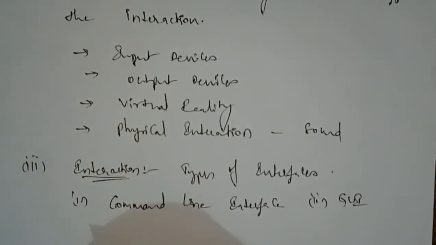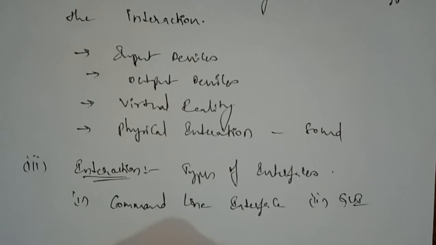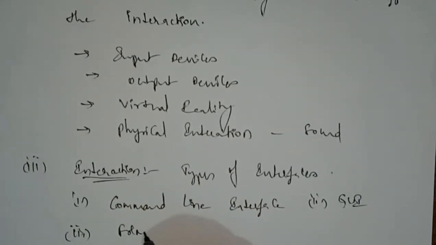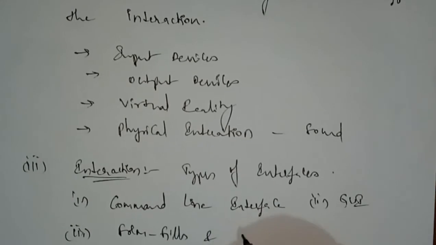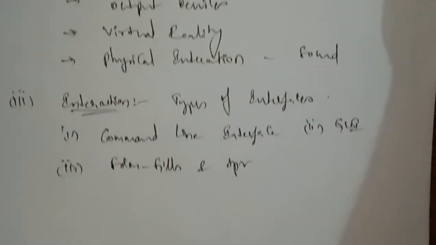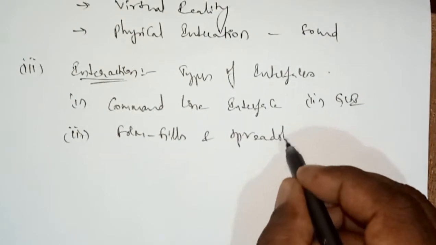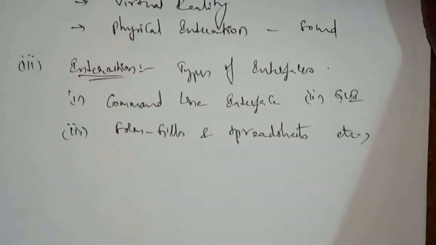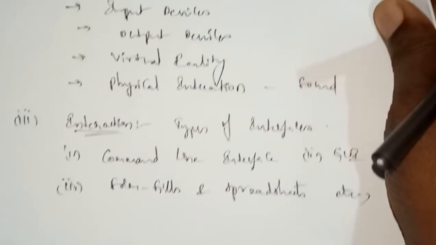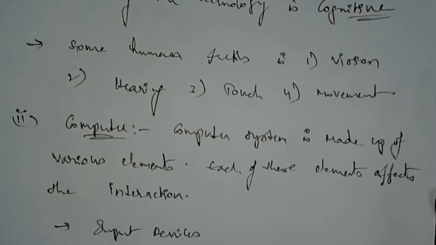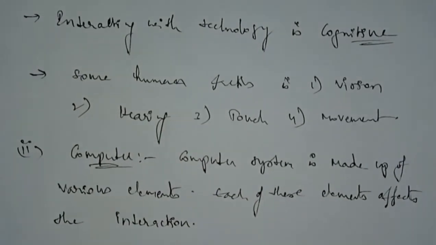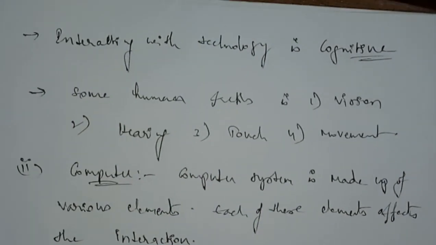In a graphical user interface, we use menus, pop-up windows, dialog boxes, everything. And next, form fills and spreadsheets, etc. These are some of the interface types. To use the command line interface, we have to know some commands so that we can use the system. First we see what is the command line interface.